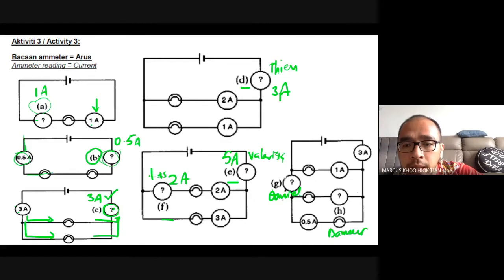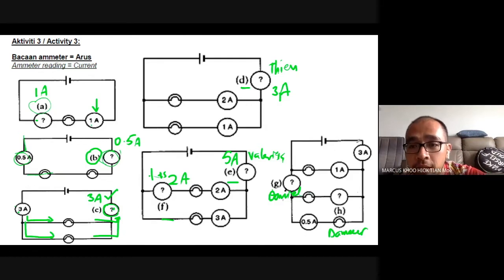Daniel, Damir H berapa? Oh, this is very interesting. Actually, Damir kena tahu jawapan Daniel dulu. Daniel, you need to give your answer first. What's the answer, Daniel? 4.5 amps. Nope, it's not 4.5 amps.